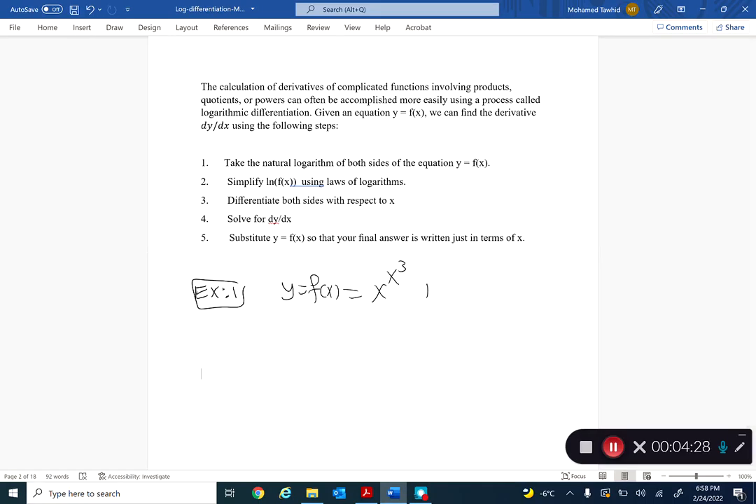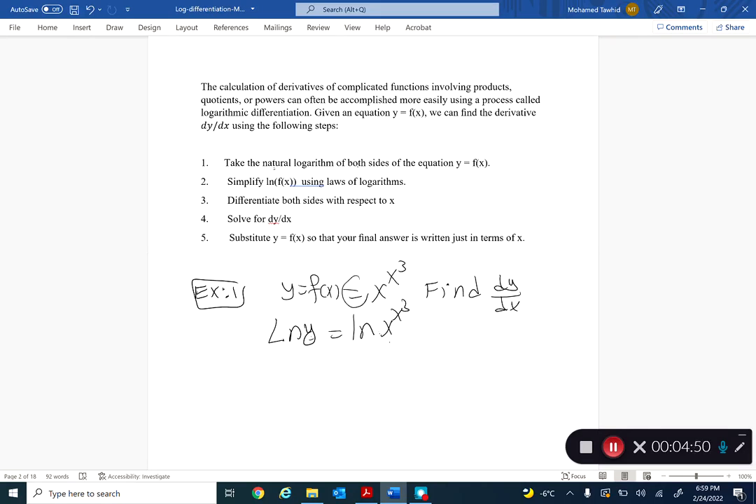I need to find dy by dx. Step number one, take the natural log, ln, of both sides. So ln y equals ln of x cubed... I'm taking ln of both sides.